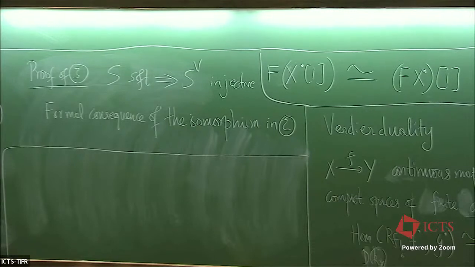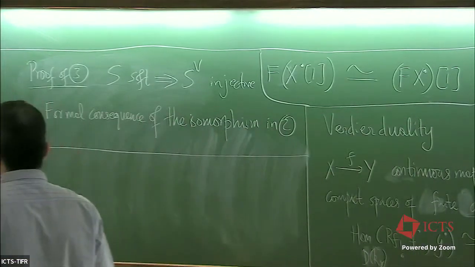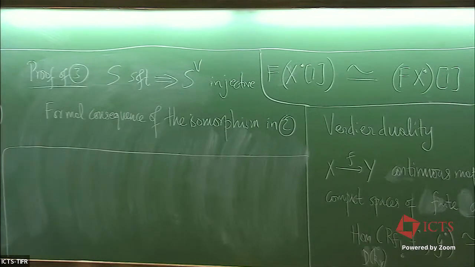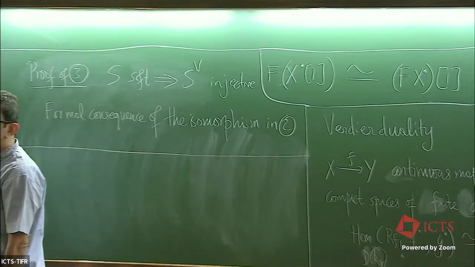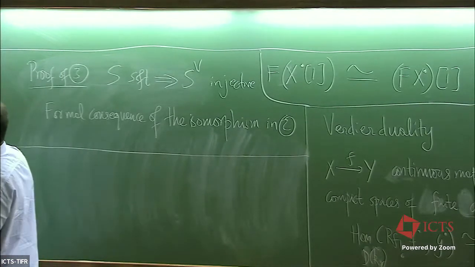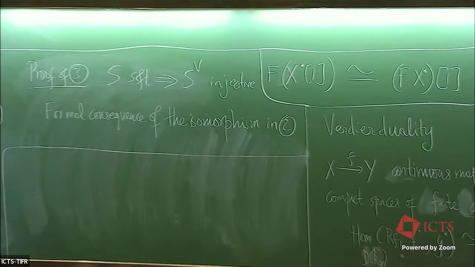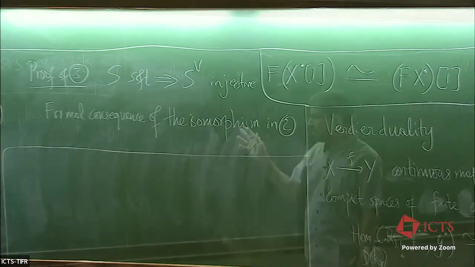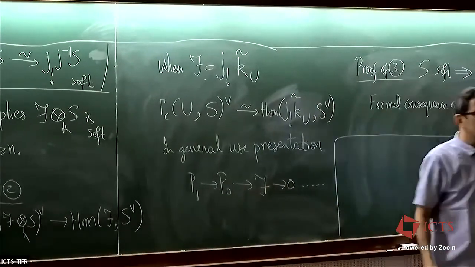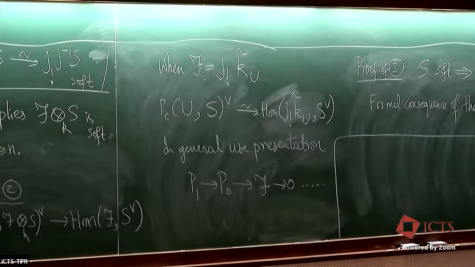Yeah, you have to set up the natural map. Then when F is equal to j lower shriek of K_U, you can check that it's an isomorphism because you can identify the left-hand side and right-hand side like this. Therefore, it's also true when you use a direct sum of such sheaves, and therefore it's also true when you have a presentation by such. Somewhat formal proof.